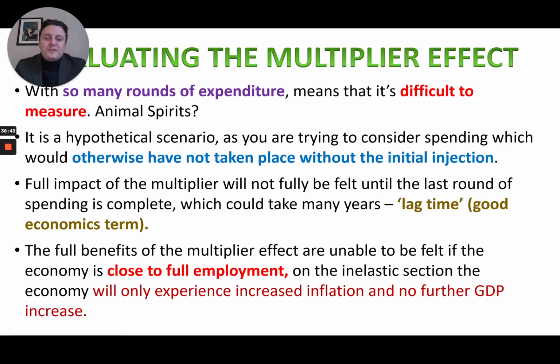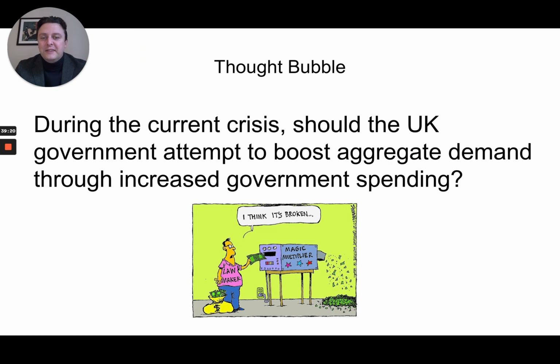So the full benefits of the multiplier effect are unable to be felt in the economy when the economy is very close to full employment. In the inelastic section of the economy, if the economy is really close to full employment and a government gets elected on the basis of an increase in government spending, then any increase in government spending or decrease in taxes will only lead to inflation and won't have an effect on GDP. Okay, so that's another key evaluation of the multiplier effect. It doesn't work at certain times in the economy.